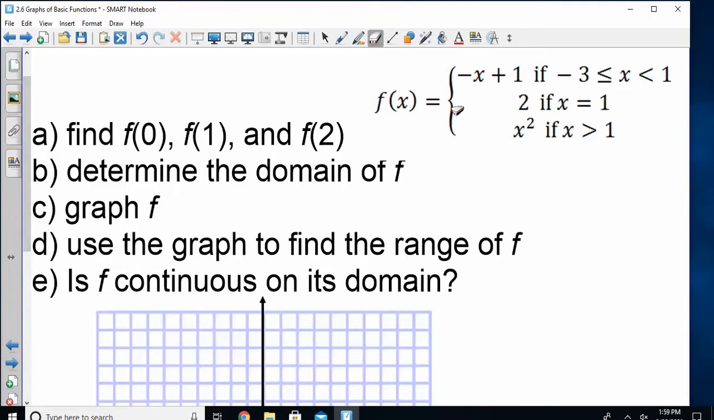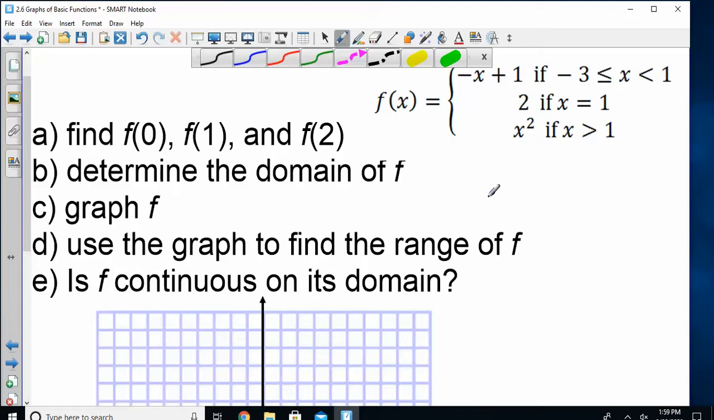So I gave you a piecewise function, and I'm just asking a lot of different questions here. When I say find f of 0, if you just looked at this equation, how would you get f of 0 from that equation?